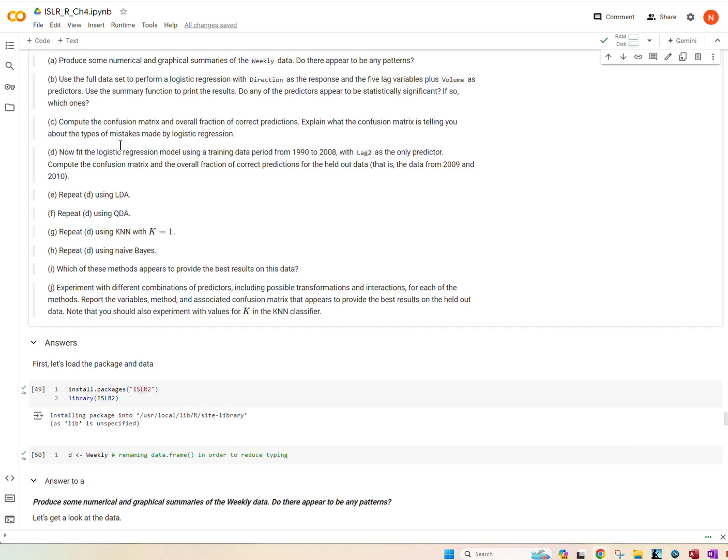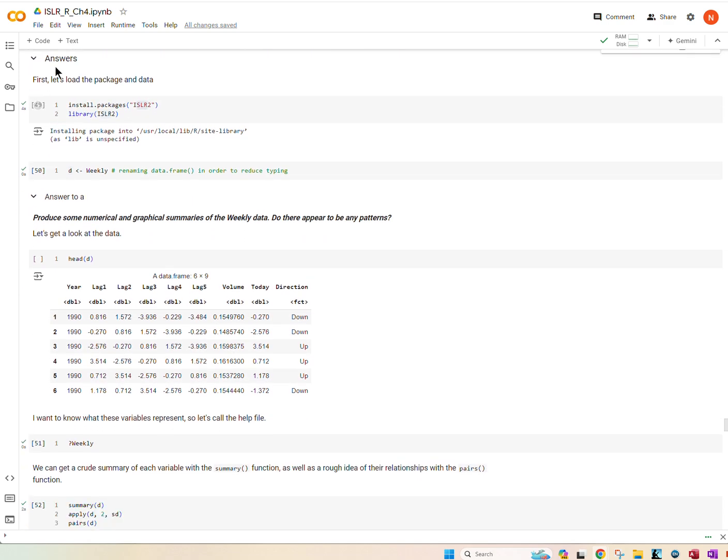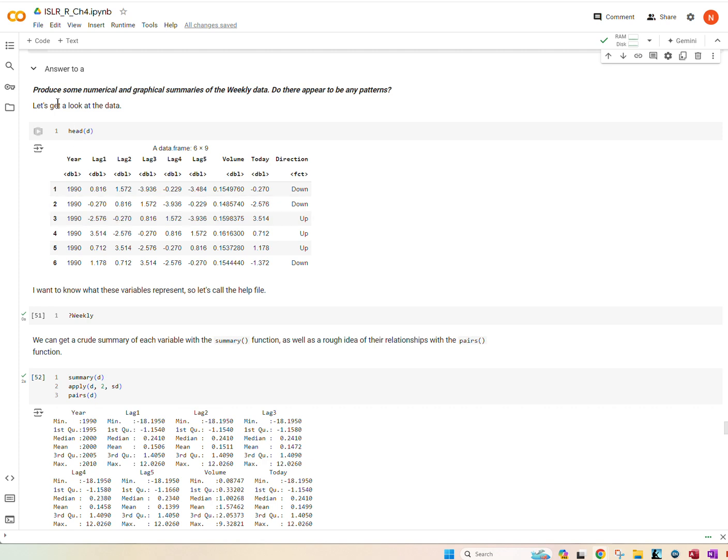So let's go to A. First thing we want to do is to load the package, and that's what I've done here. I've already loaded it. Then I am just changing the name of the data. It's called Weekly, and I'm going to change it to D just to reduce my typing. Part A is: produce some numerical and graphical summaries of the Weekly data set. Do there appear to be any patterns?